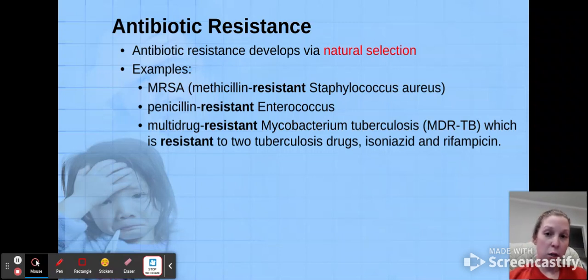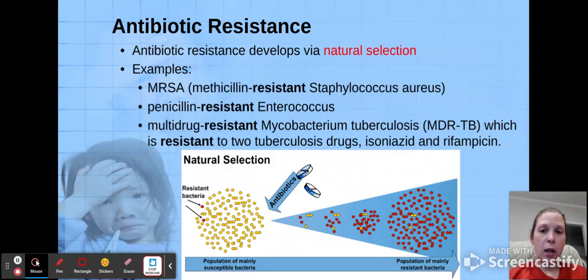Mycobacterium tuberculosis. And this is resistant to 2 tuberculosis drugs, which are listed here. So you're more likely to be affected by that disease or infection. And here's just a picture to show you kind of what happens. As you have an antibiotic, the bacteria that is resistant can continue to populate and outweigh the bacteria that is not resistant.